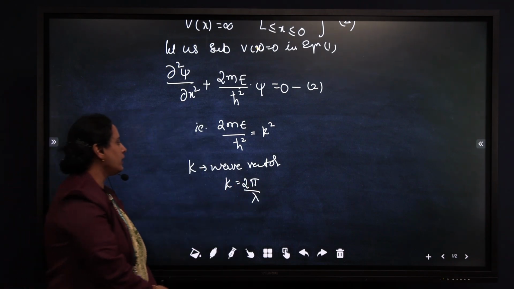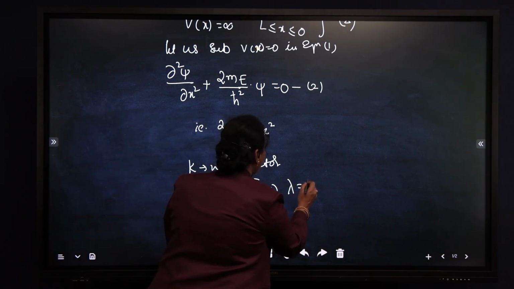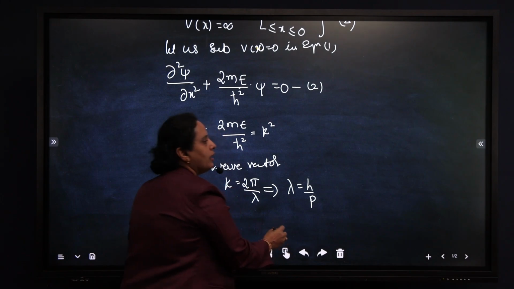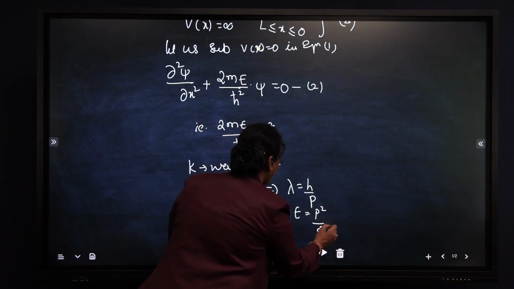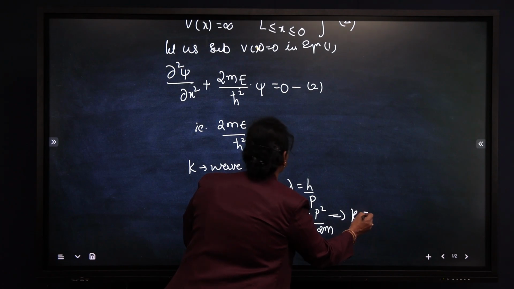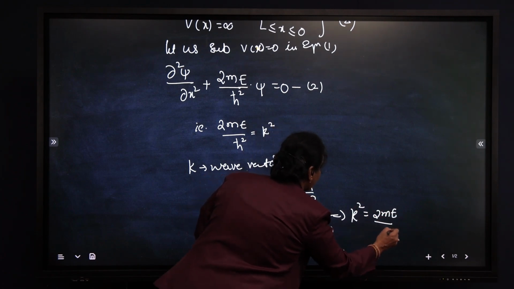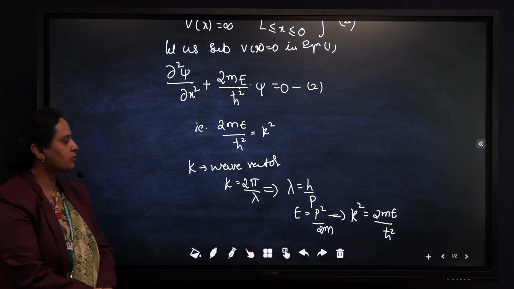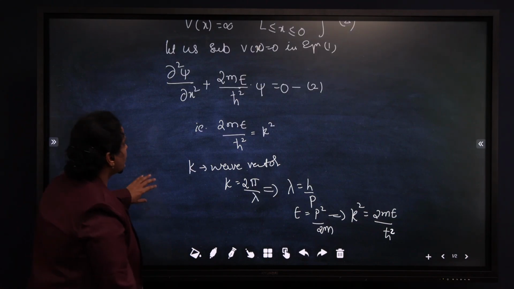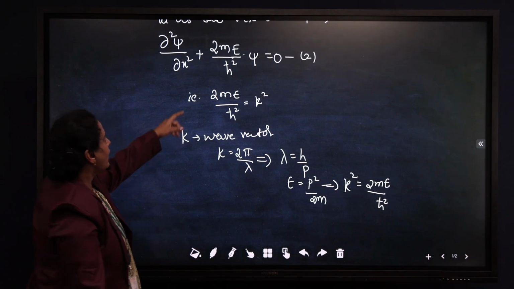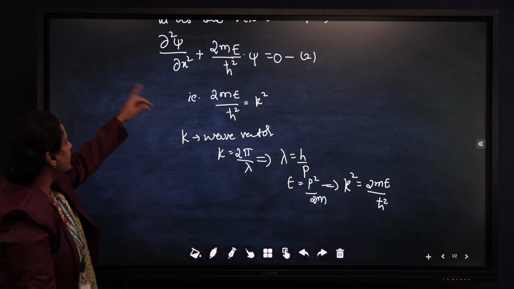But quantum mechanically, using lambda is equal to h by p and E is equal to p square by 2m, it can be shown that k square is equal to 2mE by h bar square. Let us substitute the same in equation 2. I have already substituted k square is equal to 2mE by h bar square.